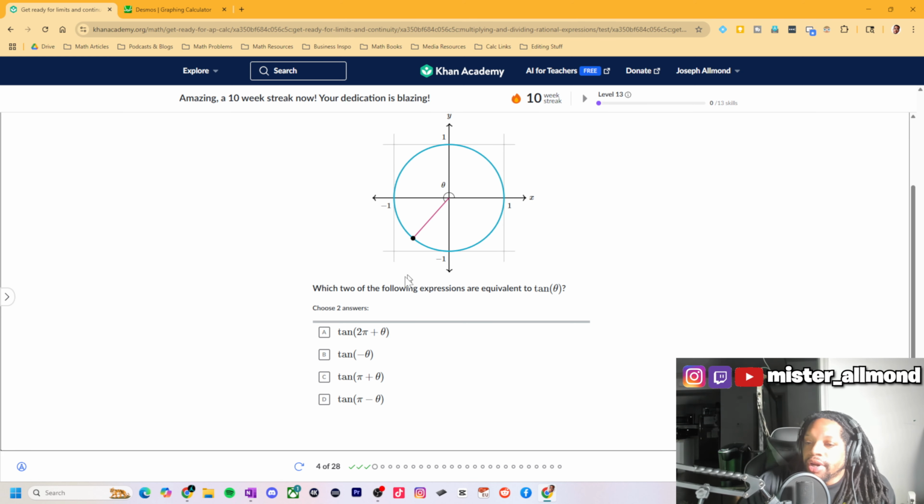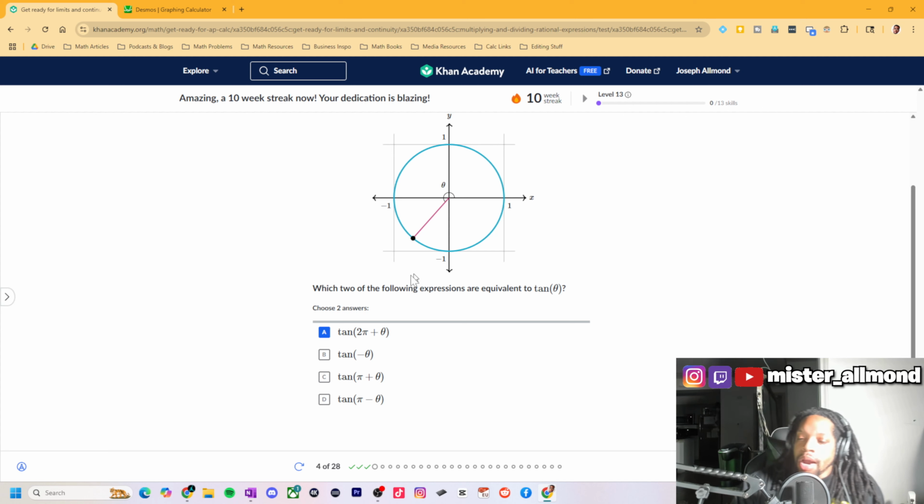Let's just see if we can figure it out. All right, so tangent of theta is what? The y value over the x value. So the y value is negative, the x value is negative, so that should be a positive result. Tangent of 2 pi plus theta. I feel like this one has to be one of them because any angle plus 2 pi, you're just going to land in the same spot. So that's my logic on that one.